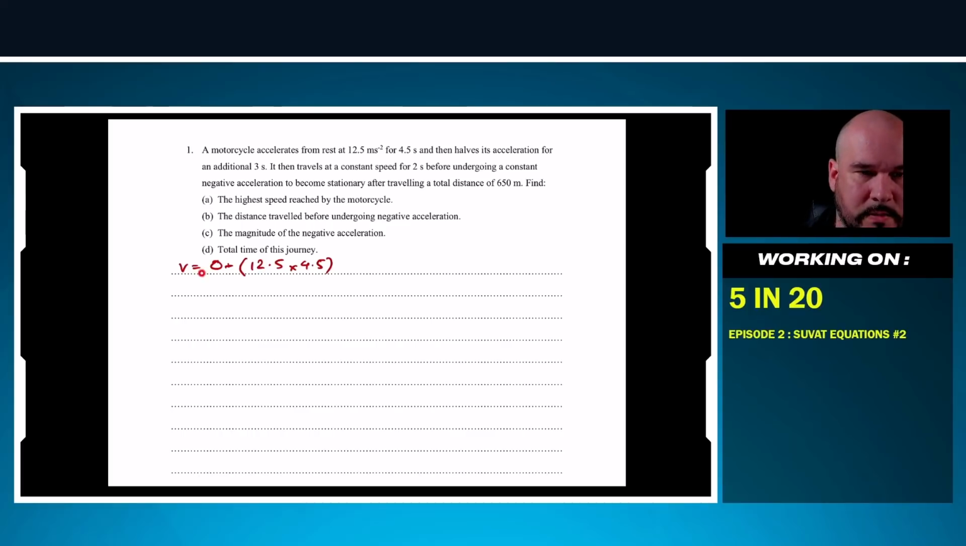So our final speed is going to be our initial speed plus the acceleration times time for the first section, which is our change in velocity in that first section. We need to do the same thing for the second section, where the acceleration is 12.5 over 2, or 6.25, for those 3 seconds. We just add all of these together, and it gives us a final speed of about 75 meters per second. So the highest speed reached by our motorcycle is about 75 meters per second, and that's at the end of the second leg of its journey, the second part where it's accelerating.